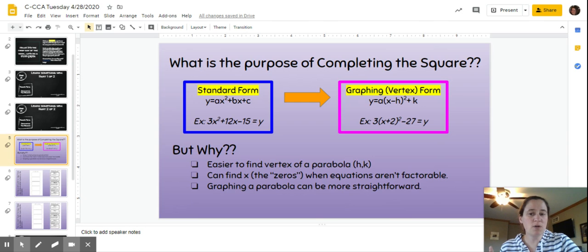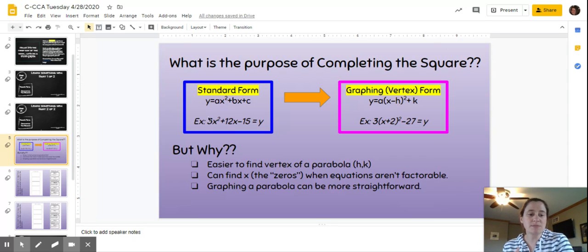So basically, standard form, y equals ax squared plus bx plus c, that's what we've been looking at. That's the sum of our rectangles. When we are taking it and factoring it, we factor it into the product. So the standard form is good for a lot of things. We can factor it and we can find the zeros, right? And we can find the two spots our parabola crosses the x-axis.